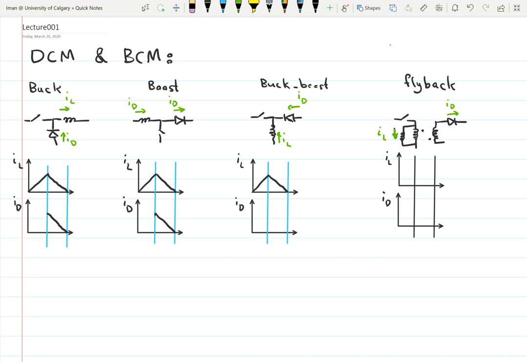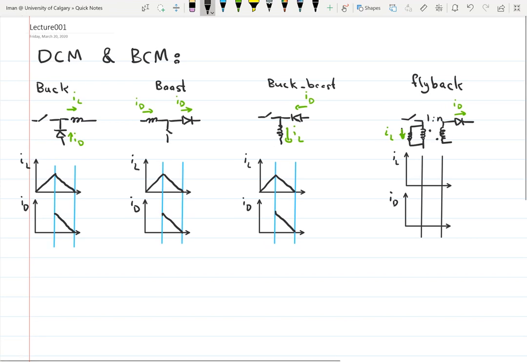Here the direction of this IL is like this, so ID would be like this, and here we have ILM. If this is a 1 over n ratio, we would have a current, but not the same as IL. It has a transformer ratio conversion between these two.